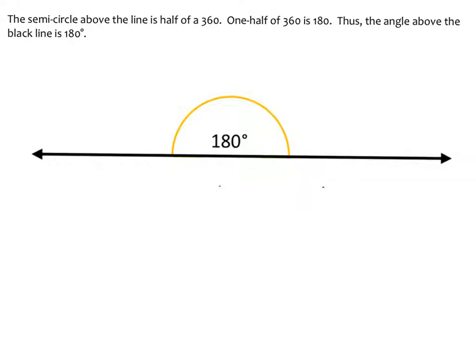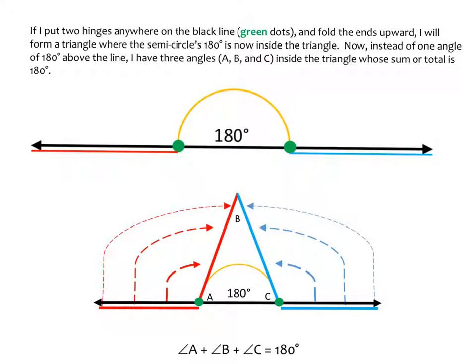You may recognize this as a straight angle, and now maybe you better understand why a straight angle is 180 degrees. So I have the black line straight angle. It's 180 degrees. The semicircle above the black line shows I have half a circle, half of 360, 180 degrees. Now, what if I put hinges on that black line? What if I put hinges at the green dots and began to fold the black line up from the ends?